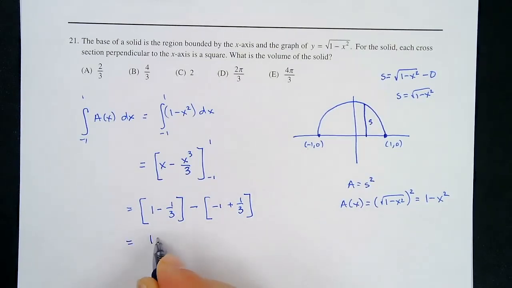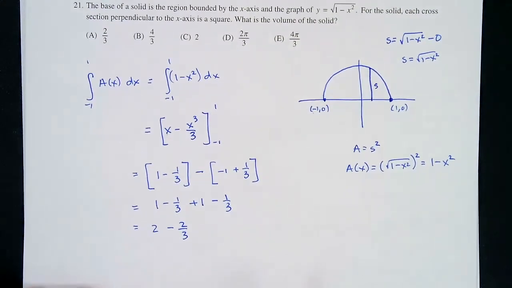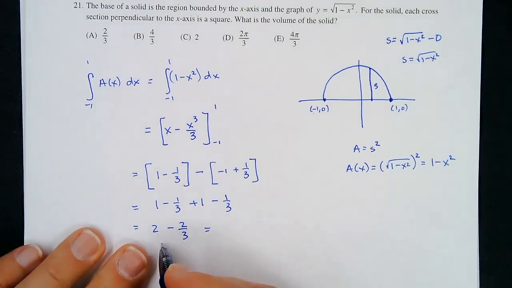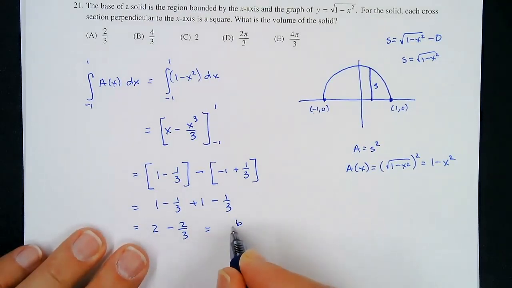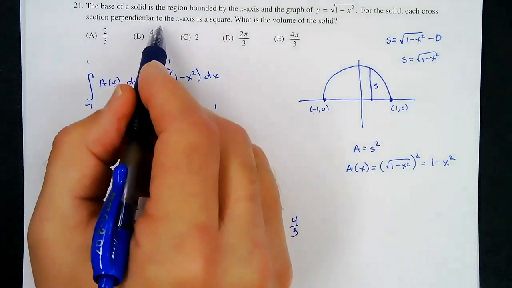And so this would be 1 minus 1/3 plus 1 minus 1/3. So 1 plus 1 is 2. And this would be minus 2/3. And I'm going to slide it up a little bit. And so I want to get a common denominator. So I'm going to multiply by 3 over 3. So that gives you 6/3 minus 2/3, which gives you 4/3. And so the correct answer up here is B.